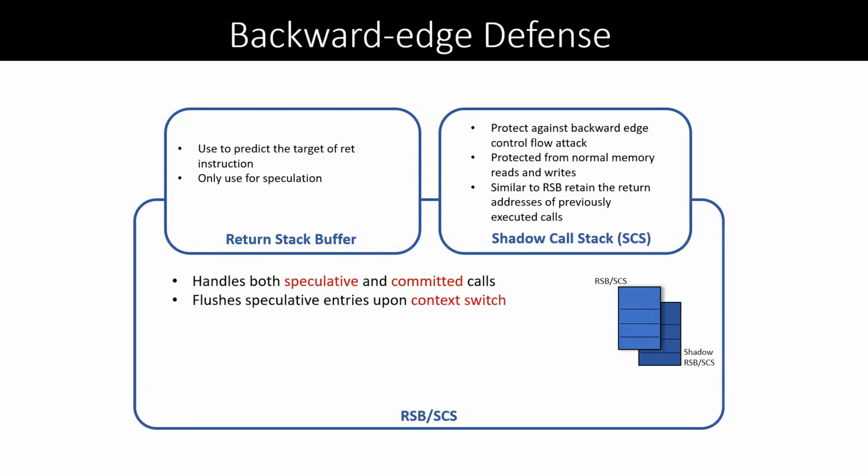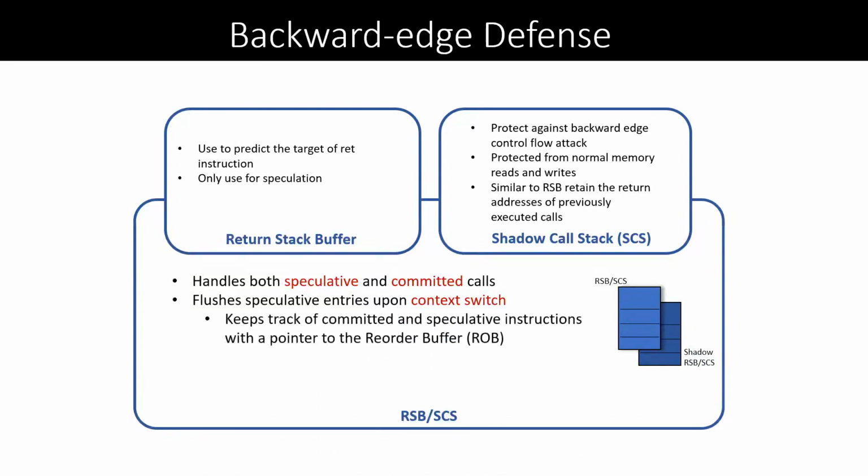In case of a context switch, we flush the speculative entries and keep the committed ones to use them after we get back to the same context. There are many more details about this design in the paper.